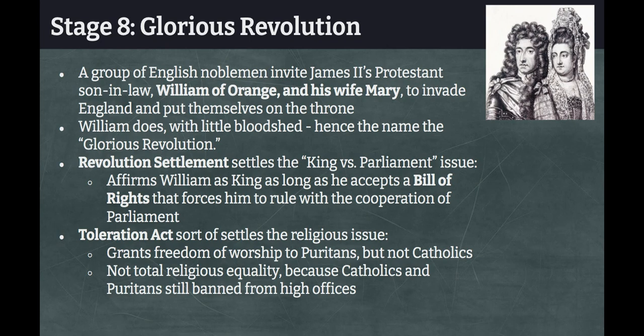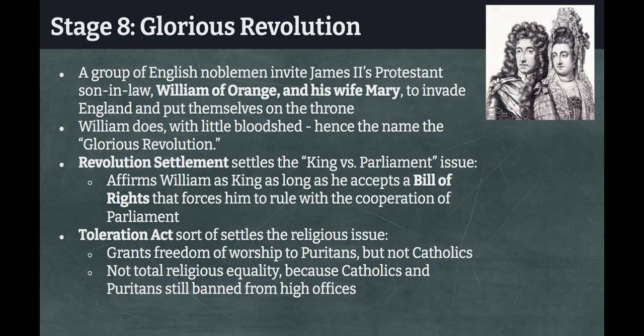Now we have a new monarchy, and they're Protestants. Now, how are we going to solve all the conflicts, though? Well, first of all, let's talk about how they settle the political conflict. So how do they settle that whole king versus parliament issue? Well, Parliament issues something called the Revolution Settlement. They actually agree on it together. Parliament and the king agree on something called the Revolution Settlement, which affirms William as king as long as he accepts that Parliament is the boss of him.